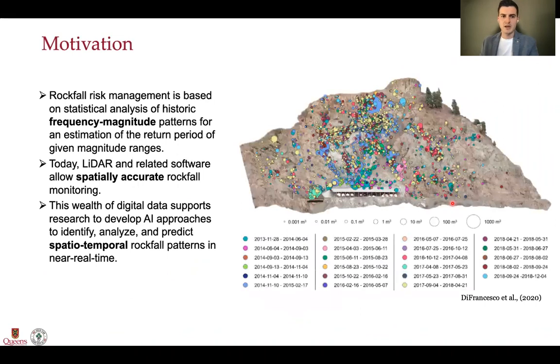The motivation of this study is that rockfall risk management today is based on statistical analysis of historic frequency-magnitude patterns for an estimation of the return period of given magnitude ranges, meaning that we have a magnitude and a temporal component. Today, with LiDAR and the advances in related software, we have the ability to do spatially accurate rockfall monitoring. And this wealth of digital data supports research to develop AI approaches to identify, analyze, and most importantly, predict spatio-temporal rockfall patterns, even in real time.